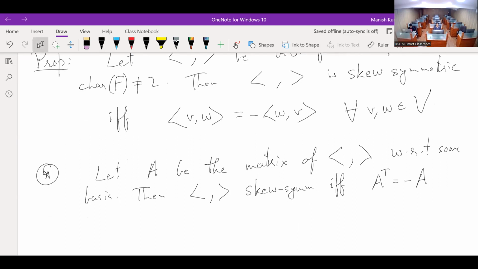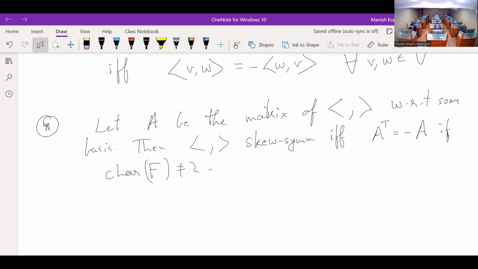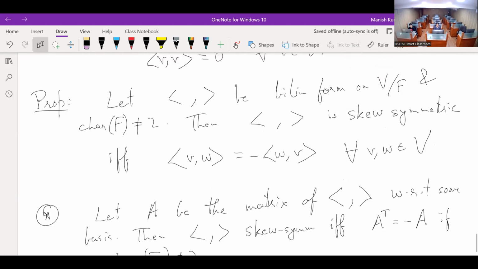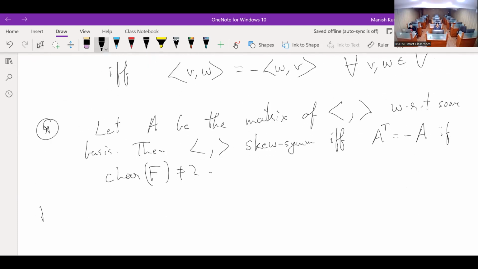So over a basis B, the matrix of this is skew symmetric if and only if A transpose is minus A, again under this hypothesis that the characteristic of F is not equal to 2. In characteristic 2, this is not a very good property, so one has to look at it differently. So let's see why this proposition is true. The corollary follows immediately from the proposition, so we're not going to prove the corollary.